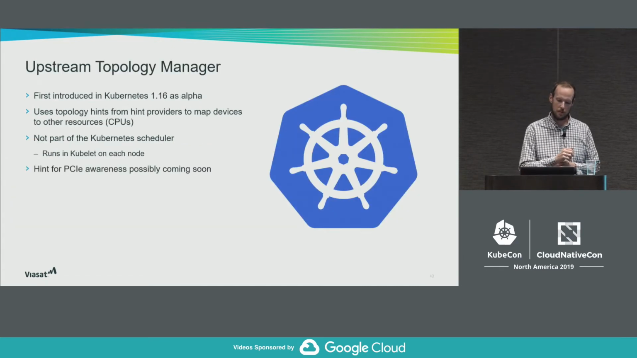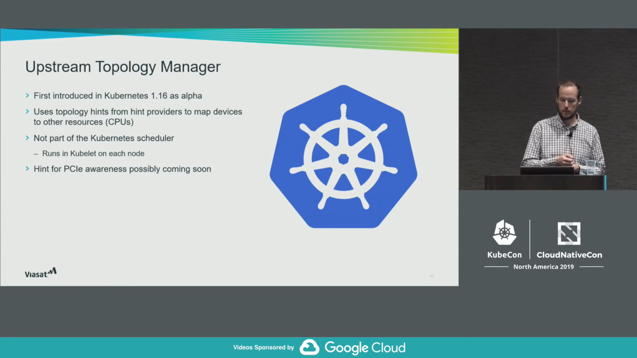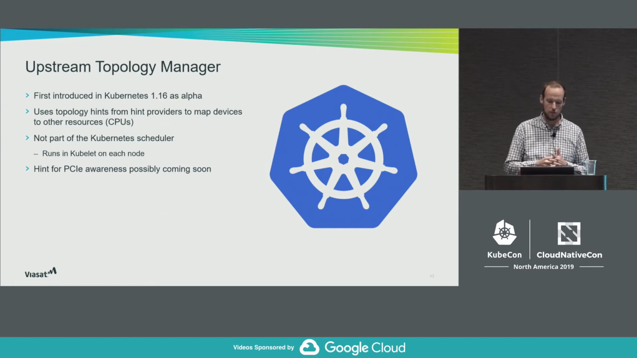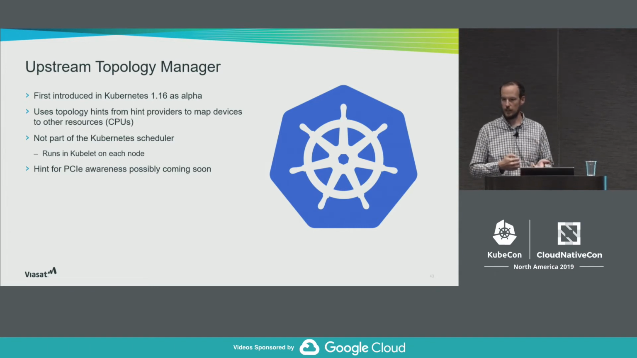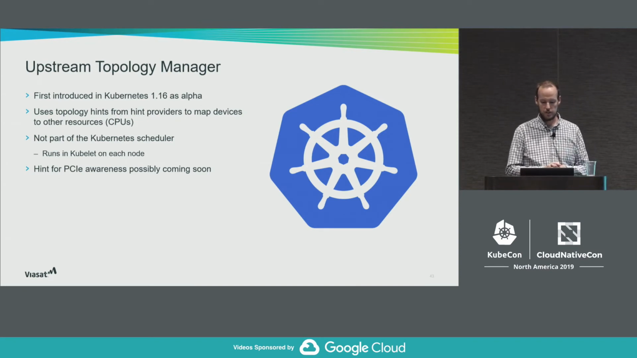So one of the things that comes up is why not use the upstream Topology Manager? This was introduced in 1.16, the latest version of Kubernetes, as an alpha feature. The Topology Manager is a little bit different in that it gets topology hints from hint providers to map devices to other resources. One example is you might have an Nvidia GPU device plugin that gives you a hint about which NUMA node it's on, and then the Topology Manager can bind that particular GPU to a NUMA node. But the biggest difference is this is not part of the Kubernetes scheduler. It's part of kubelet that runs on each node.